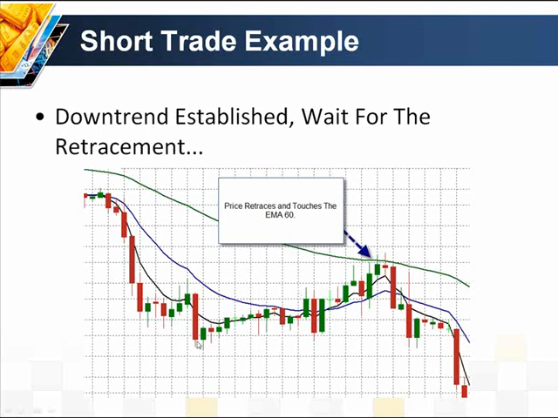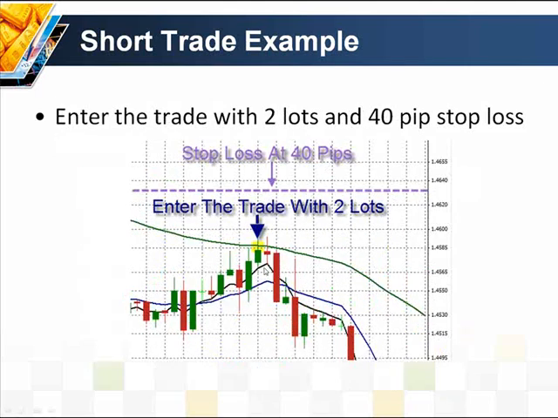We wait for the retracement, and showing that on a chart, here's the portion of the chart where we establish the downtrend. We wait for the price to retrace until it touches the EMA 60, which is the green line. And at that point, we enter the trade. We enter with 2 lots, and we set a stop loss at 40 pips back from our entry point. So in this case, we would enter short as soon as the green bar touched the green line right here, showing it on the chart.